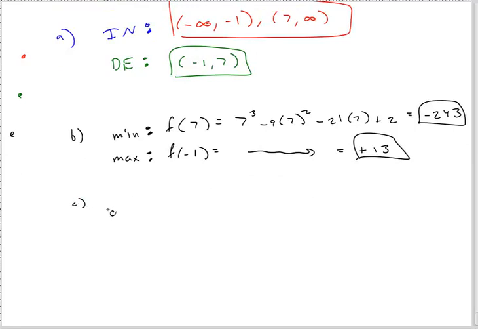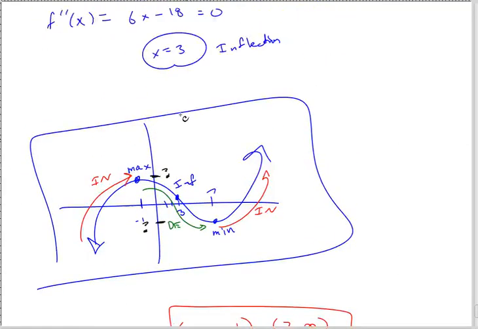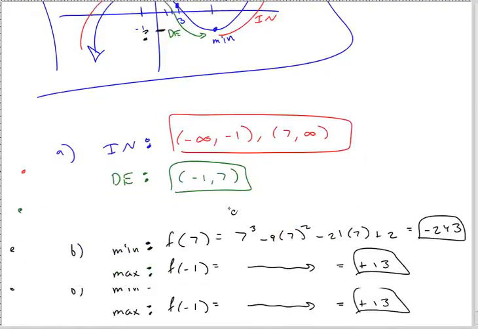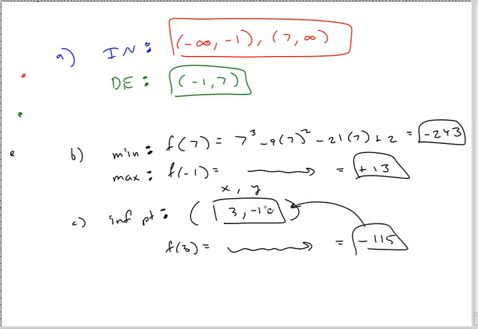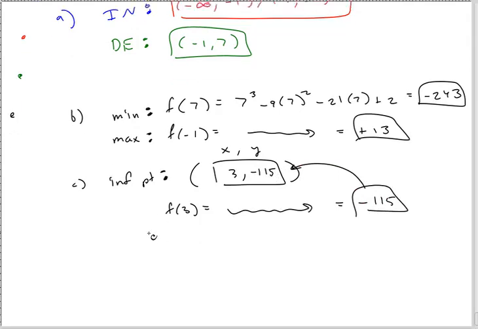So for part C, it says, what's your inflection point? Well, I'm looking around, and oh my goodness, it's 3. And the way they have this is that you're supposed to have an x comma y point, so it's 3 comma something. Well, the best way to find the other one is to plug in 3. I get negative 115, and that's what you put in right here. So they want that format, okay?